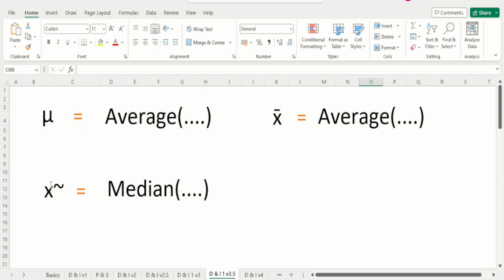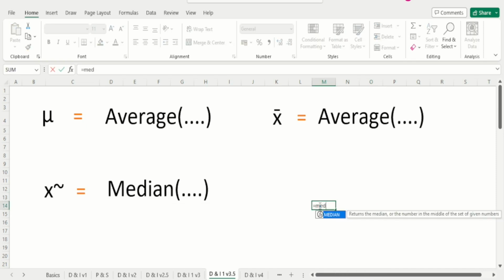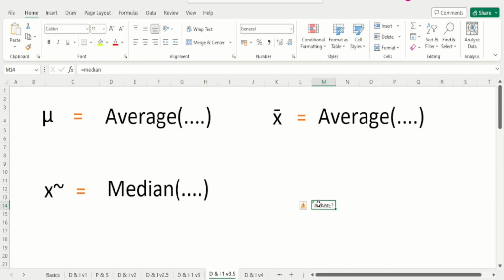X tilde, the tilde in this case, refers to the median value. Median has a separate formula within Excel. If you were to go here and just type in median, as you can see, there is a formula which says returns the median. Similarly, for the formula at the top, what you have is the average.